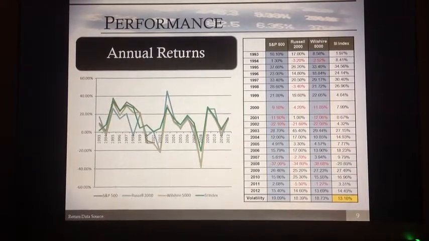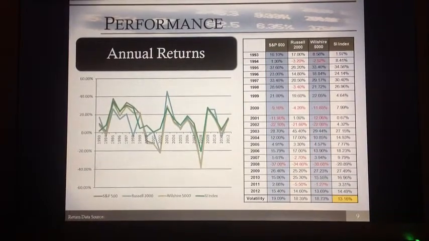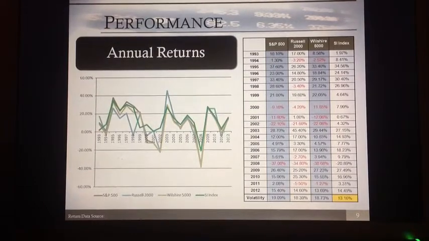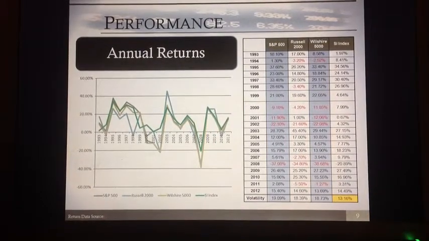better. And if we look at the table on the right, we can see that the SI index has the lowest level of volatility compared to the market index, which indicates that the SI index is much safer than the market.